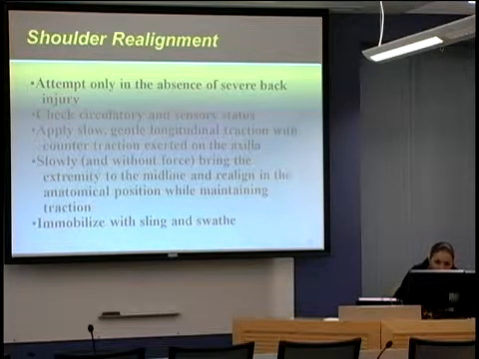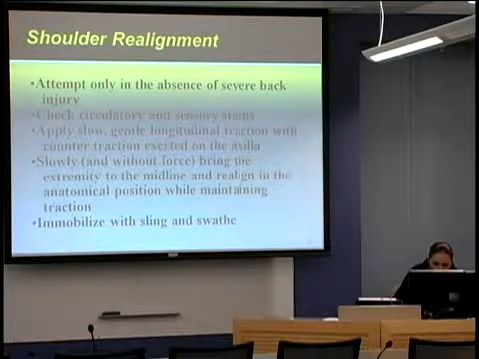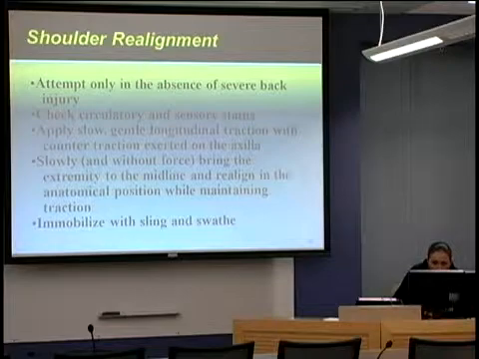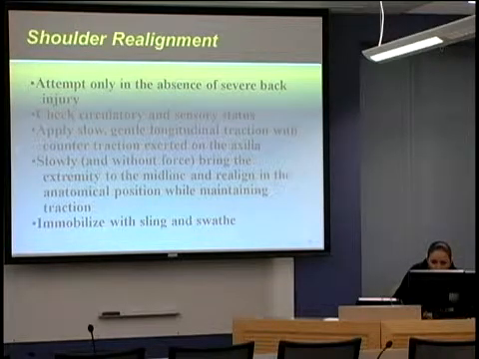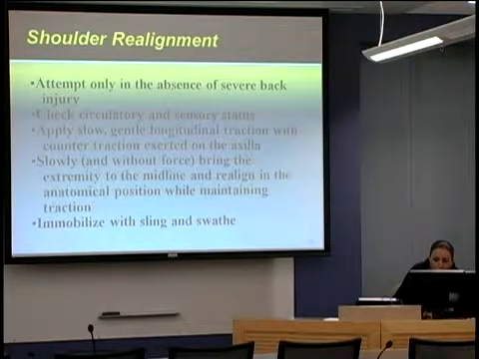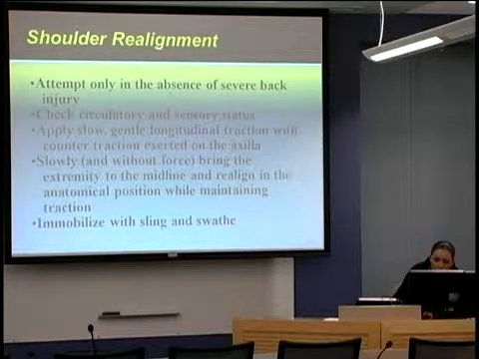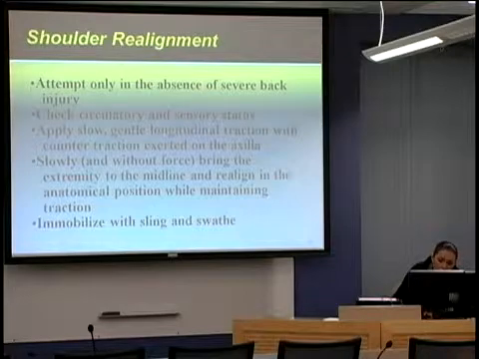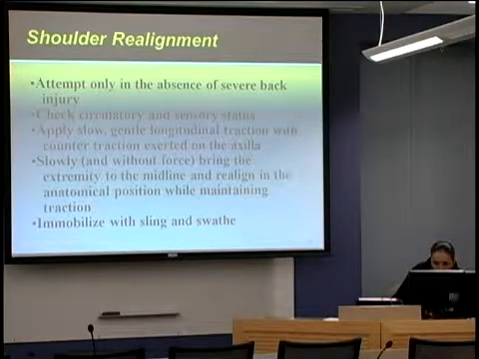If you are realigning a shoulder, attempt only in the absence of severe back injury. Check circulatory and sensory status. Apply slow, gentle longitudinal traction with counter traction exerted on the axilla. Slowly and without force, bring the extremity to the midline and realign it in an anatomical position while maintaining traction. You would want to, after that, immobilize with sling and swath for transport.